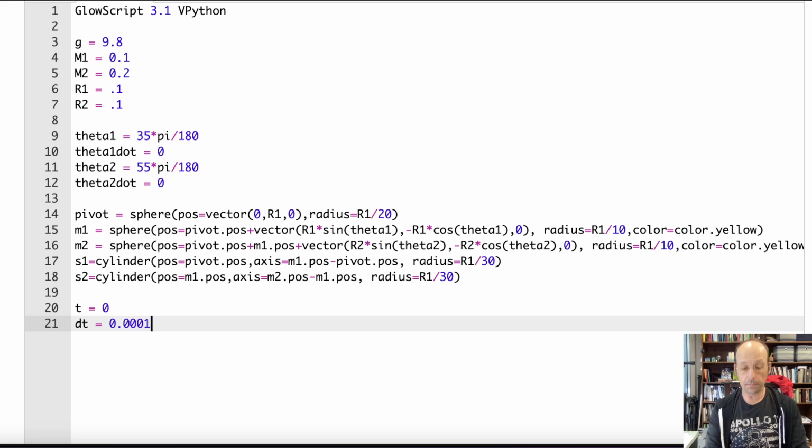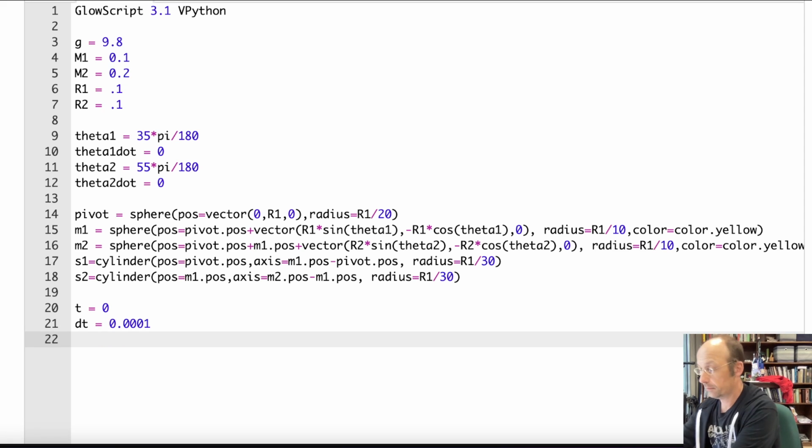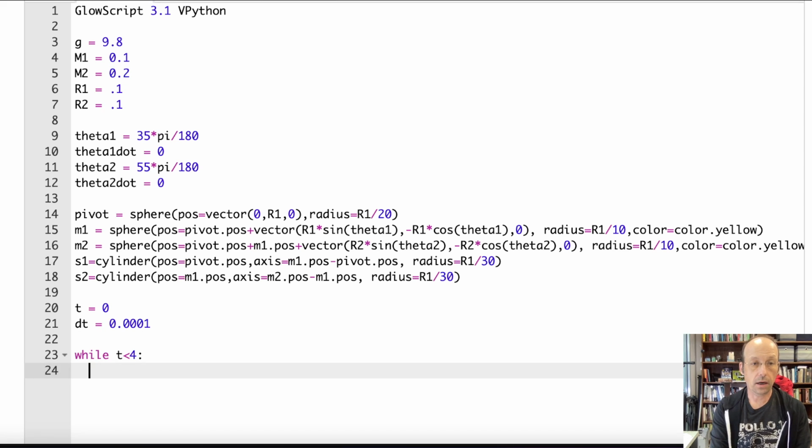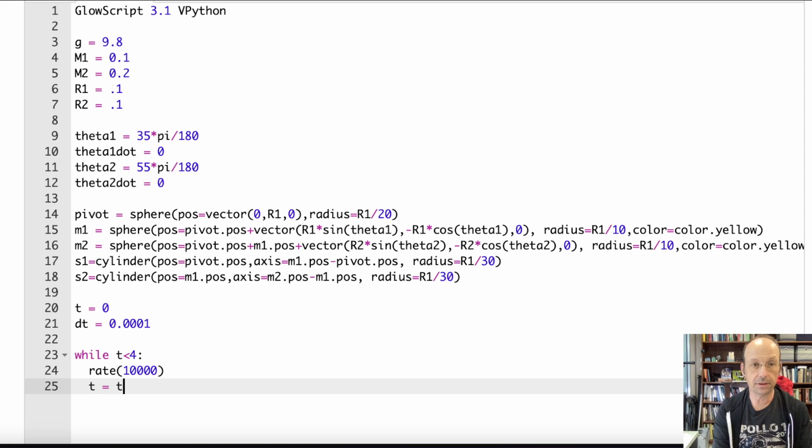I do need to, let's go ahead and make the loop. Oops, I knocked over my light. Okay, so I'm going to say while t is less than 4, rate 10,000. Yep. So rate tells Python don't do more than 10,000 steps per second. And since I have a time step of 1/10,000, this will make it run in real time. Now, the thing I always forget is t equals t plus dt. If you don't have that, you'll have an infinite loop. You'll never get to t greater than 4, and it'll go on forever. And I always hate making that mistake.